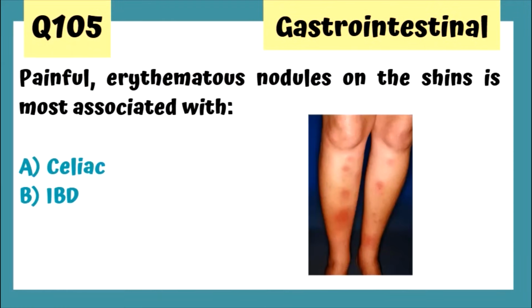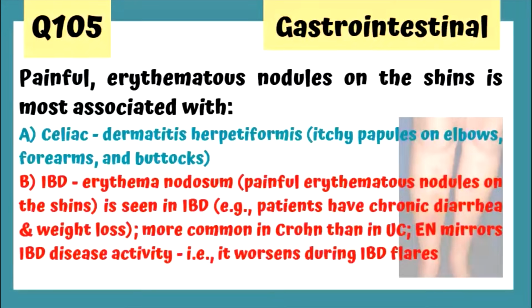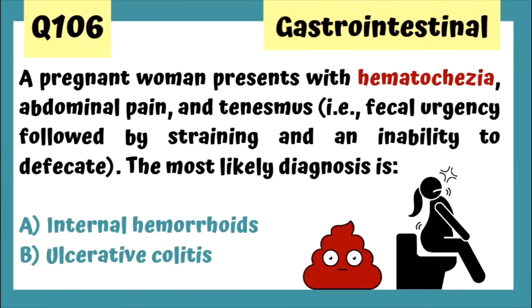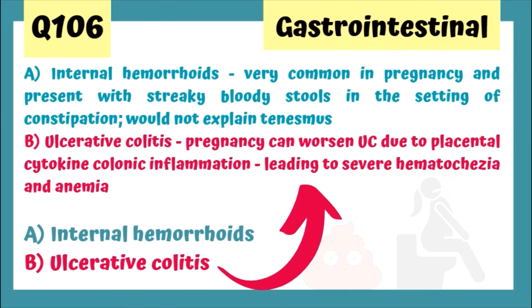Question 105. Painful erythema nodules on the shins is most associated with, so this is erythema nodosum. This is seen in IBD. All right. It worsens during IBD flares. Question 106. A pregnant woman presents with hematochezia, abdominal pain, and tenesmus, fecal urgency followed by straining and inability to defecate. The most likely diagnosis is this is seen in inflammatory bowel disease, i.e., well, one of them, ulcerative colitis.